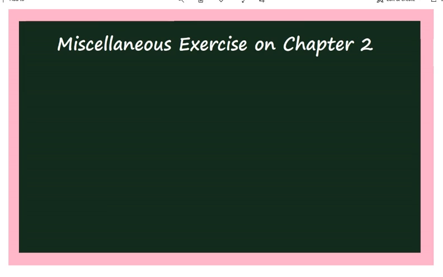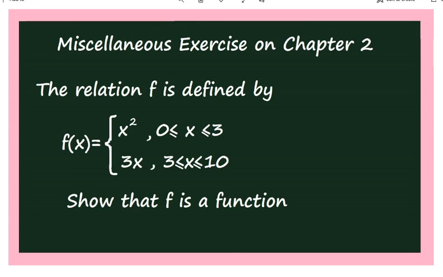Hello students, in this video I will solve some problems in the miscellaneous exercise on chapter 2. See the first question. The relation f is defined by f of x is equal to x square, where 0 less than or equal to x less than or equal to 3, and 3x when 3 less than or equal to x less than or equal to 10. Show that f is a function.